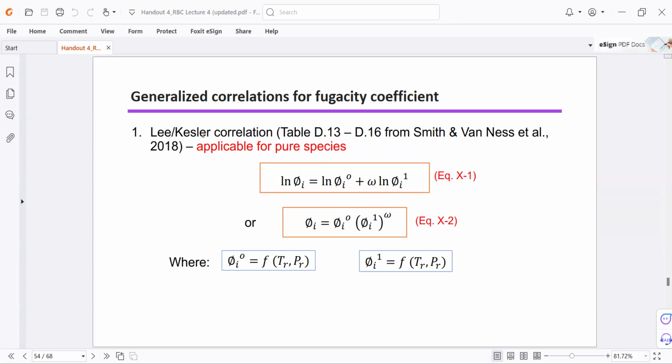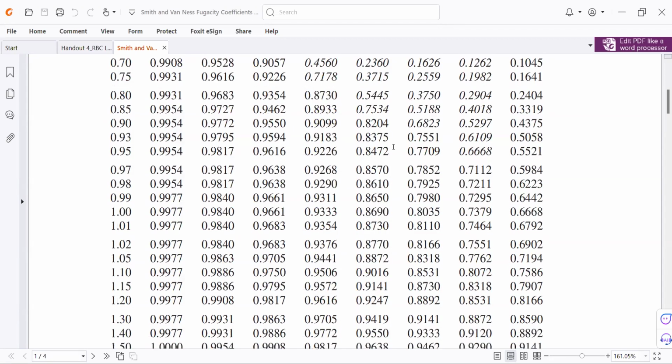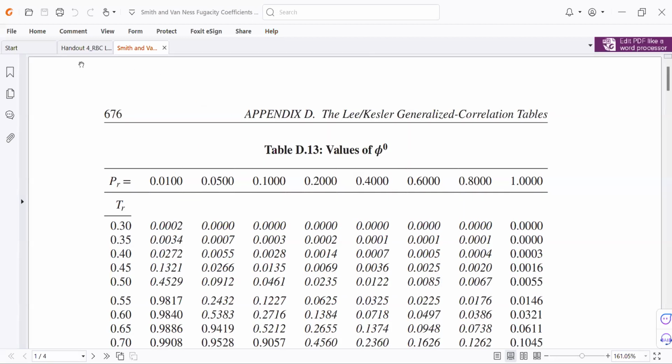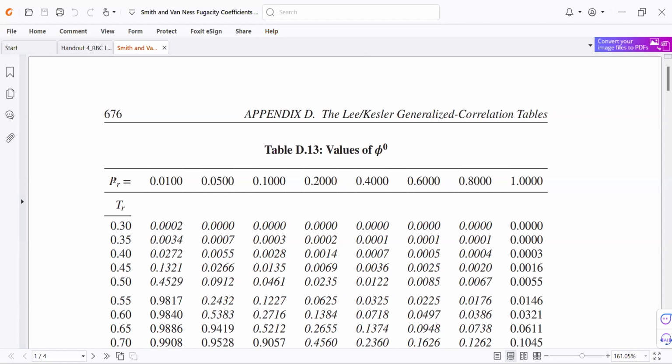And just like in the compressibility factor, we can use the tables. Okay, we can use the table. So let me share the tables. Hold on, please. Okay, these are the Lee-Kesler tables for phi0 and phi1, also from Smith and Van Ness. So we can use a table to read the values for phi_i0 and phi_i1, but just like in the compressibility factor, we need to read them using the reduced pressure and temperature.